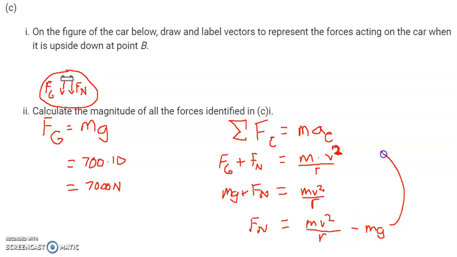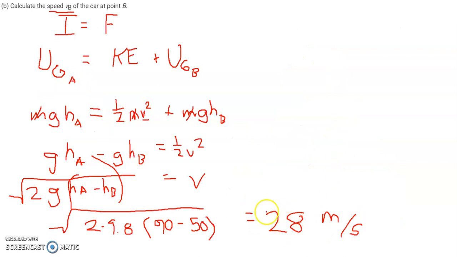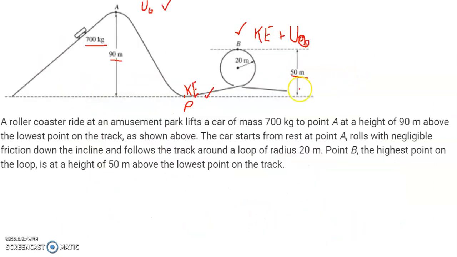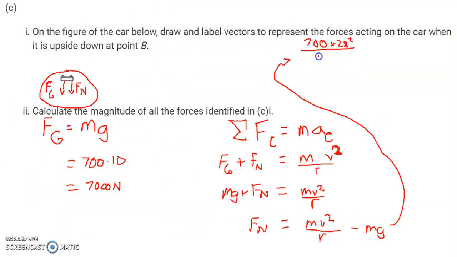Okay, now we're ready to plug in numbers. The mass was 700 kilograms. The velocity, we found earlier, was 28 meters per second. That's how fast it was going in the loop. So 28, and then this is squared. Multiplying those two, we're going to divide it by the radius. The radius here is 20 meters. All of this minus, we already said the force of gravity was 7,000. So minus 7,000. When you plug this in the calculator, you get about 20,580 newtons. So in this case, the normal force is actually a lot greater than the force of gravity. Perfect. And that's it for that problem.